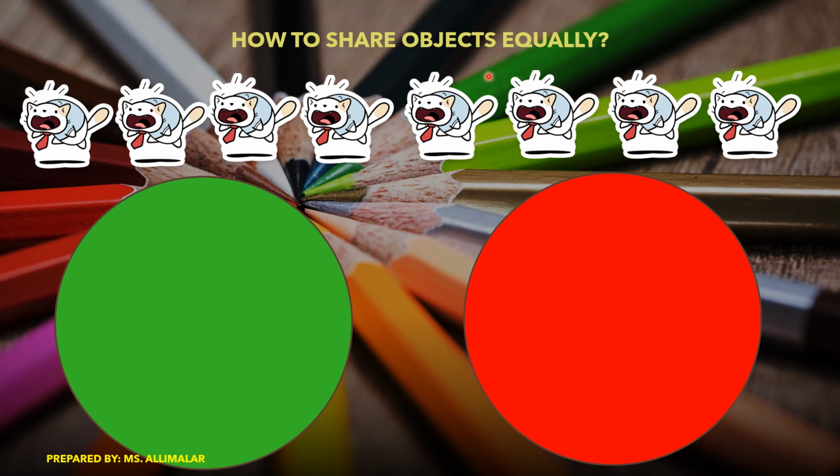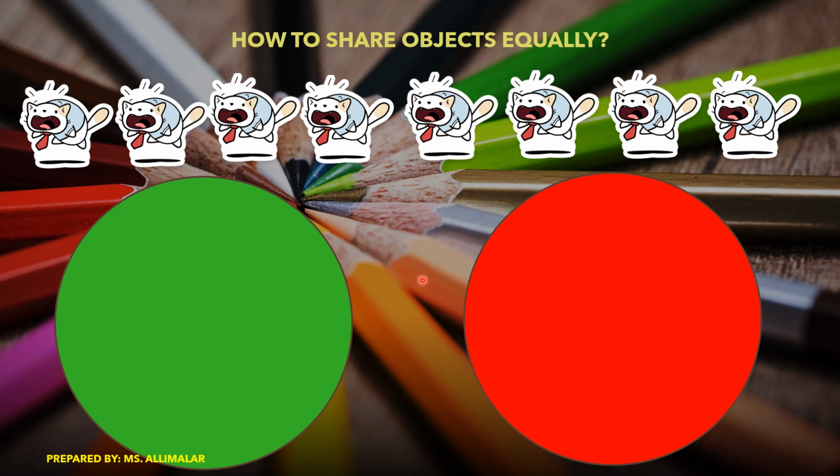Equal means the number of pieces of cake that you get will be the same as the number of pieces of cake that my sister gets. Am I right? Now, come back to this question, guys. First of all, we are going to count how many images we have here. Now let's count. 1, 2, 3, 4, 5, 6, 7, 8. You have only 8 images here. Am I right?